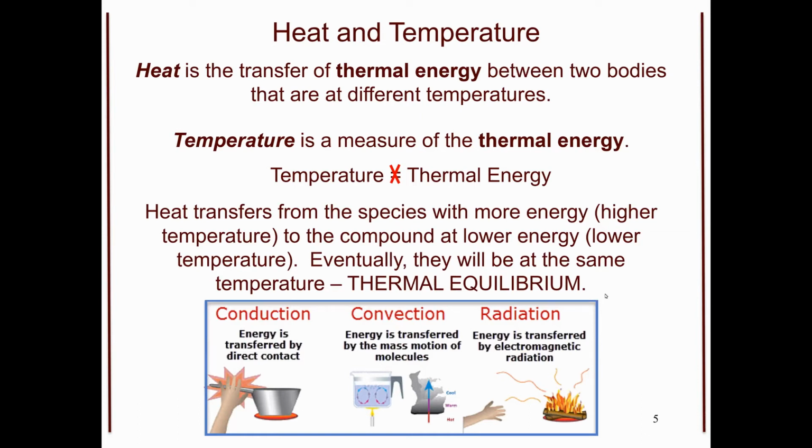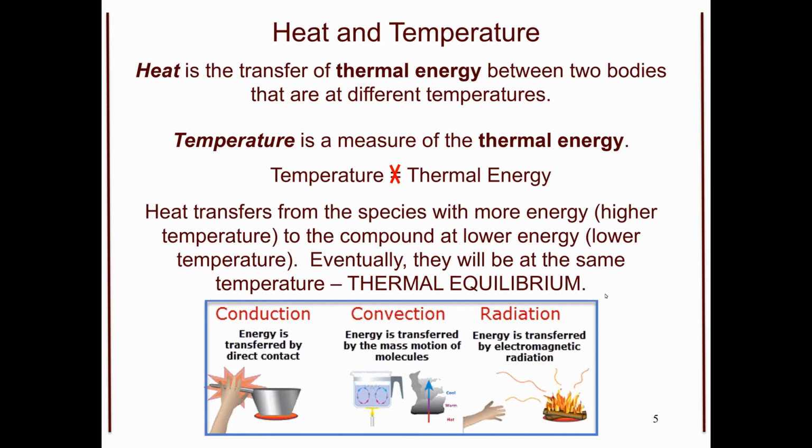The last type is radiation. This is energy transferred by electromagnetic radiation, which we've seen in a previous chapter. So as you're sitting by a campfire, or looking at a light source, and energy is given off in the form of heat, this is the type of radiation that you would expect.